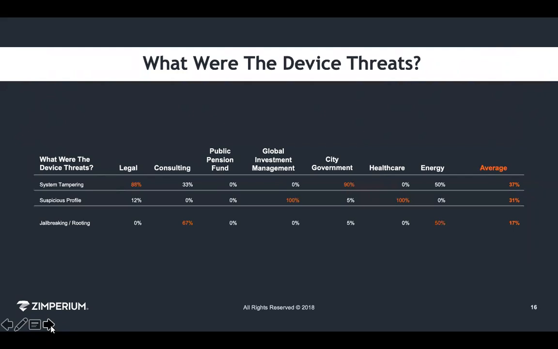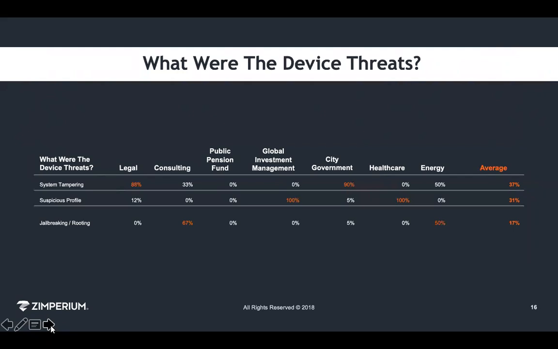Starting there at the bottom, because I think it's pretty interesting, because if you have root access, you have more control over that device than the owner of the device does, way more. The major consulting firm and the critical infrastructure were the ones that were way above the norm on those categories. Those are people that really need to be protected.